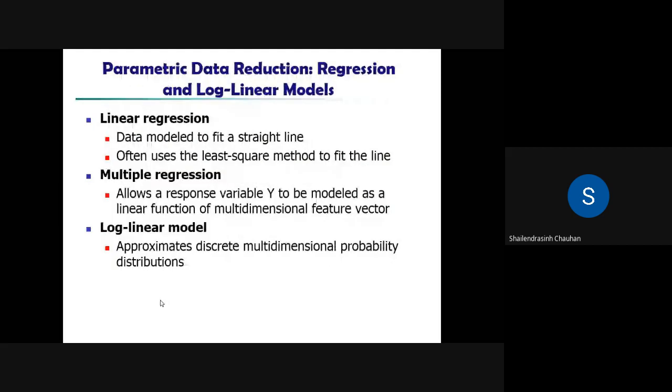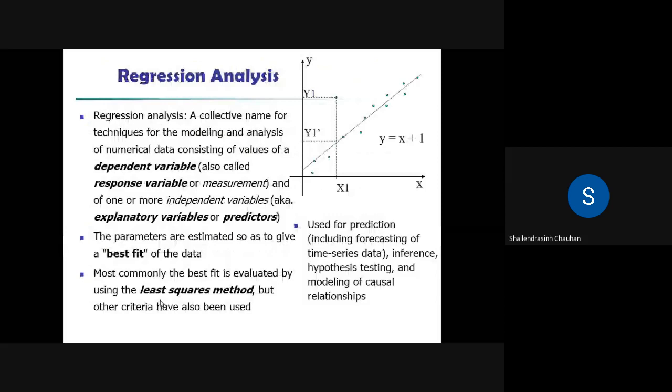So in parametric, you are having linear regression, then multiple regression, log linear regression. In short, what we are doing in this method, assume that you are plotting a graph of your data points, and that can be represented with the equation of a line. For example, y is equal to x plus 1. Using this line, you can represent the same data. So there is no need to use the entire data. Just use that equation, its parameters like slope and constant value, and you will have the same representation.